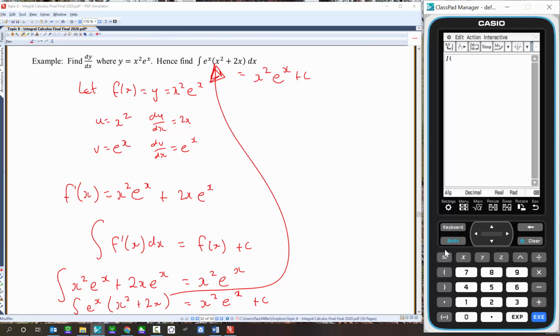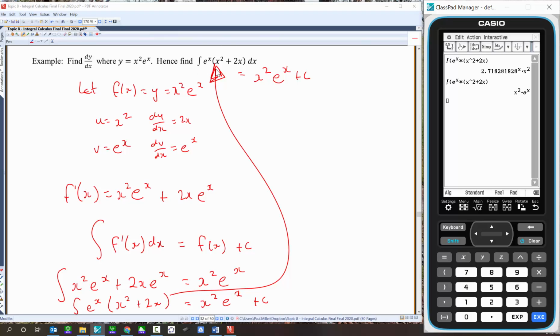Integrate. There it is there. Okay, so why is this a thing?